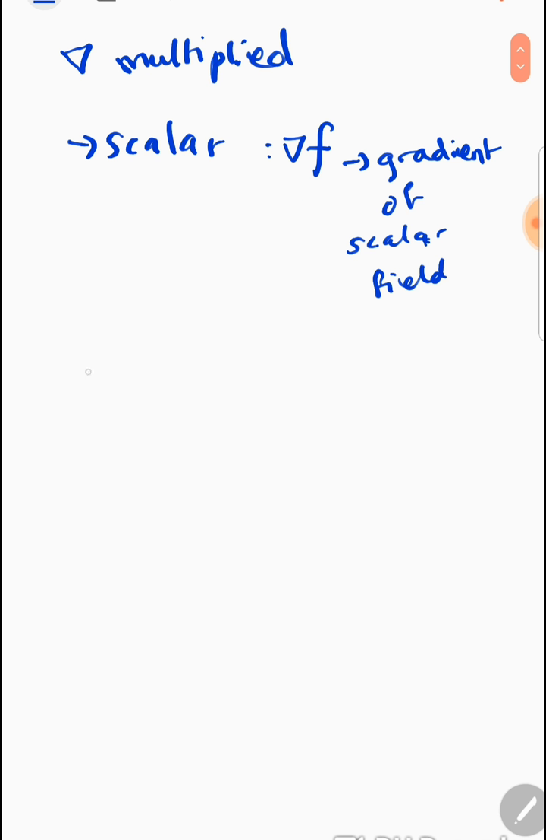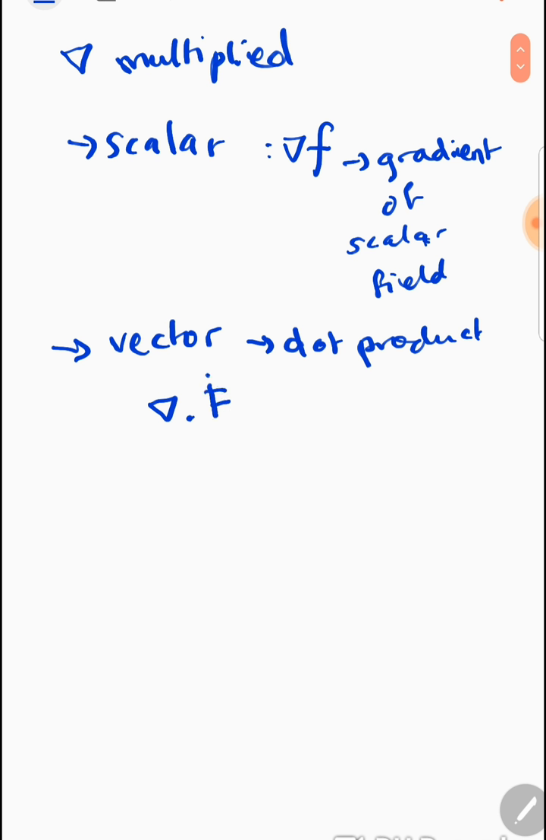And say we have another situation, when your nabla or your gradient is multiplied by a vector using the dot product. What do we get then? If you recall, we have this nabla with the dot product of another vector field. This is actually what we have been doing in the divergence theorem. As you can see, there's nabla dot f, which is the vector field.